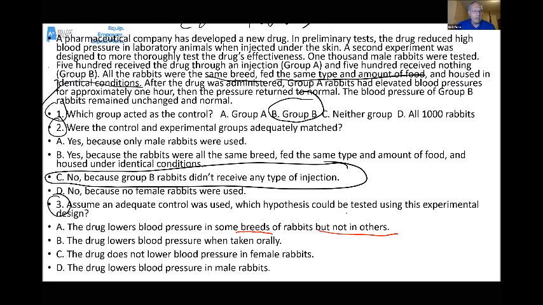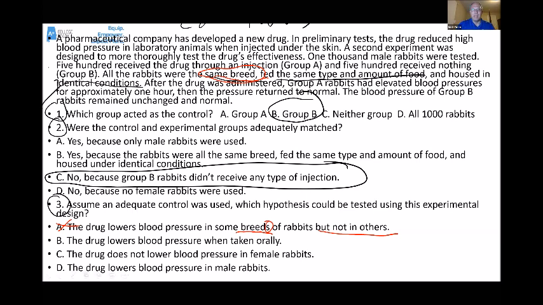Let's see. Is there anything at all about the breed? Yeah, same breed. So they're all the same breed. So that little S right there really makes A be wrong, right? Because we only look at one breed. We don't have any way to know what happens in other breeds. We're only looking at this specific breed of rabbit. So A cannot be the right answer simply because of that. We're only looking at one breed, and we don't know what happens after that.